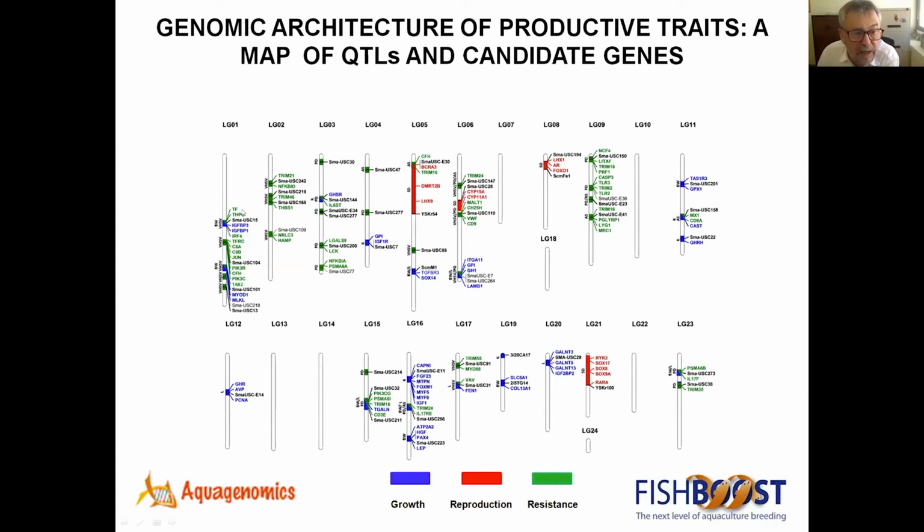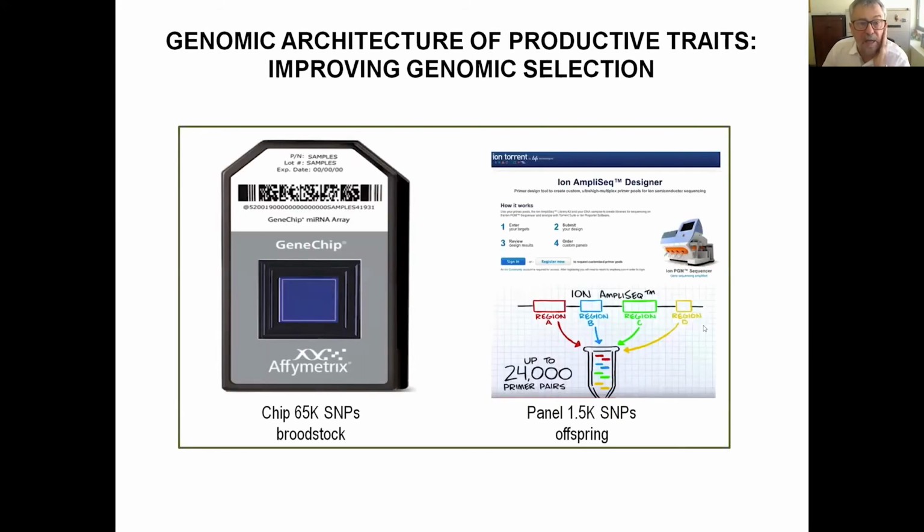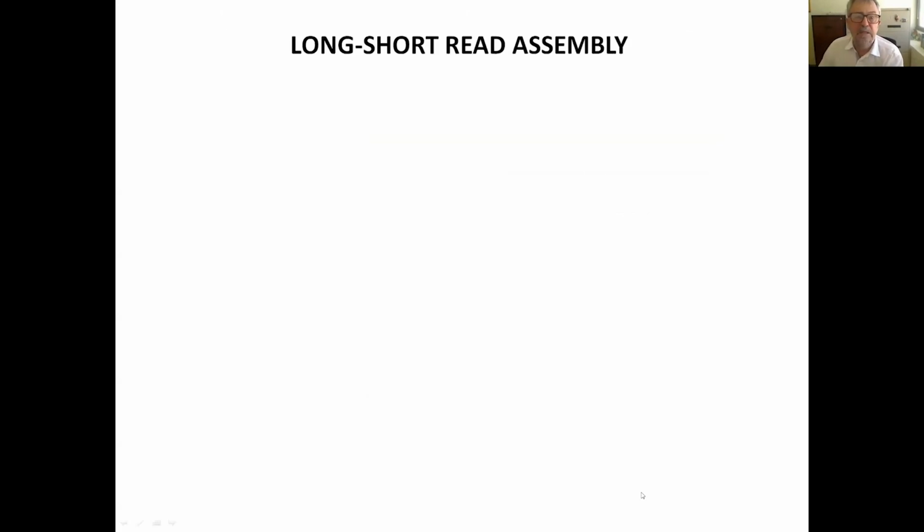And we could detect several important candidate genes that were further used for validation at the farm level. All this information is being integrated in two chips, one high density SNP chip of 65K, and the other a low density chip of 1.5K. Both are combined to genotype the broodstock and the offspring, and through imputation to improve genomic selection in the target companies.